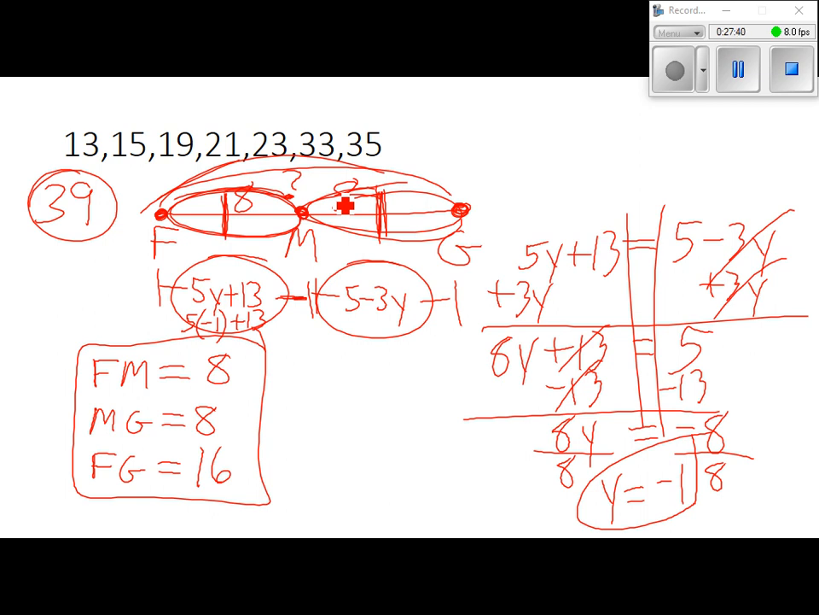I would be more explicit than the book was. I would probably on the test say find segment FM, or find segment FM and segment MG, or find the value of Y. I would try to make sure that I didn't leave out what I actually wanted, because they sort of made it a little vague.